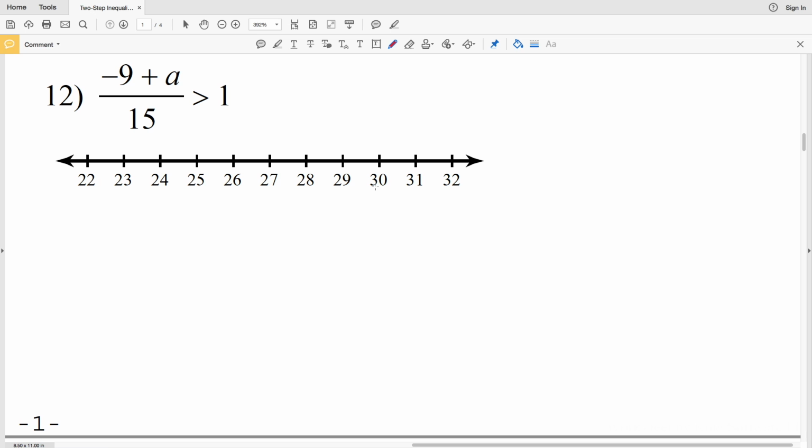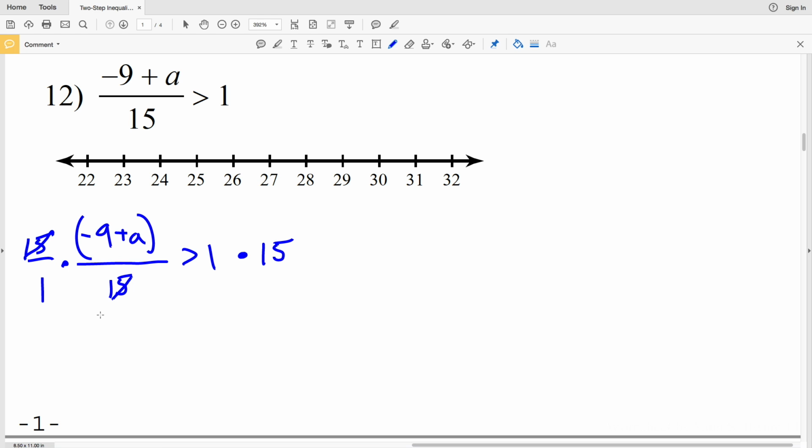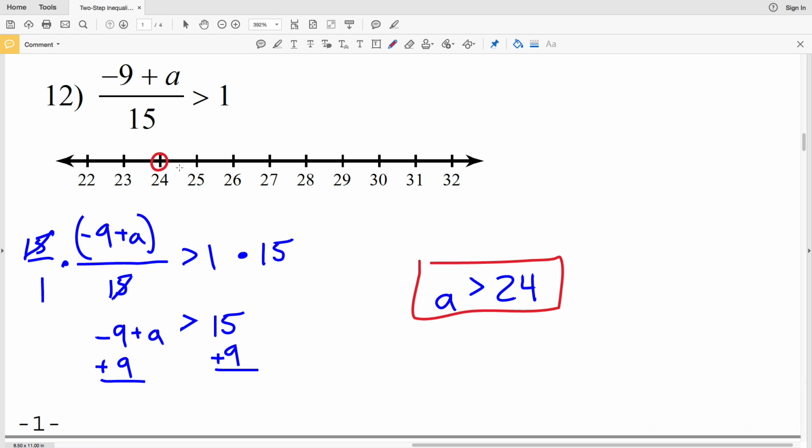Number 12, we have negative 9 plus a, divided by 15, is greater than 1. Remember, the numerator and denominator are completely separate, so pretend there's parentheses around the negative 9 plus a. We're going to start by multiplying by 15 in order to isolate the negative 9 plus a. So multiplying by 15 over 1 is the same as multiplying by the whole number 15. And we'll get negative 9 plus a over 1. So negative 9 plus a is greater than 15. Then we'll add a 9 to both sides. That'll leave us with a is greater than a positive 24, since 15 plus 9 is 24. We're going to circle the 24, not shading it in, but shading everything to the right since a is greater than 24.